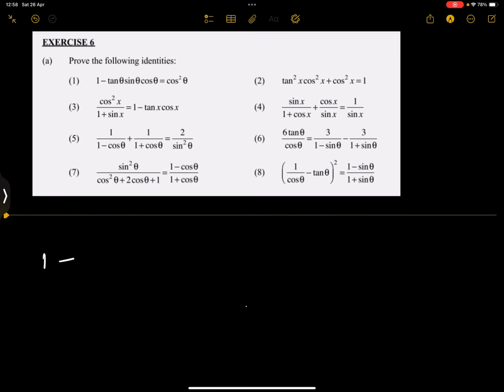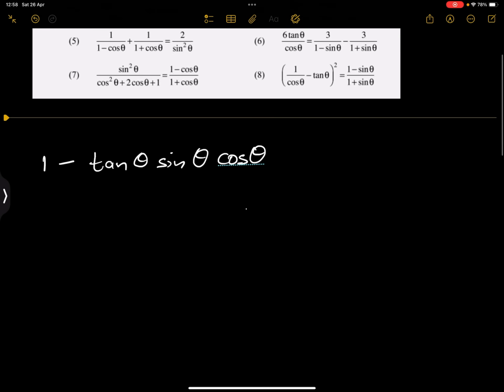We've got 1 minus tan of theta multiplied by sine theta times cos theta, and they say this is equal to cos squared of theta. We are supposed to prove that this will be equal to cos squared of theta. There's nothing much we can do on the right hand side. I said the first thing is to work with the left hand side and the right hand side separately. I've separated them, so please no transposing in this section. So let's go for it.